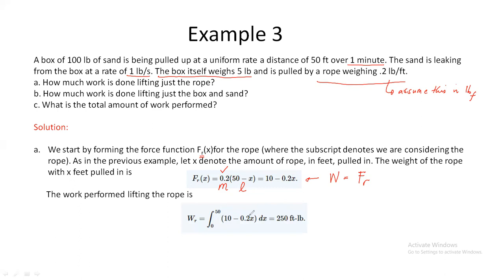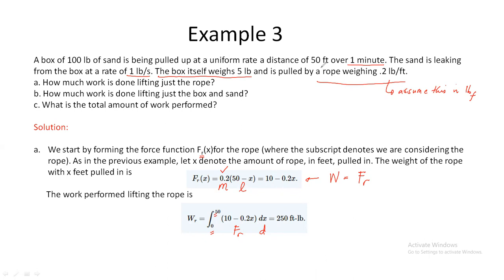So the work performed in lifting the rope, the work W sub r, is equal to the integral of the force that you have here, this is your F sub r, and this is the displacement. What is the displacement? 0 to 50. Okay? The distance is 50 feet. So 0 to 50. So this is the work in pulling up the rope, the entire length of the rope, for a distance of 50.